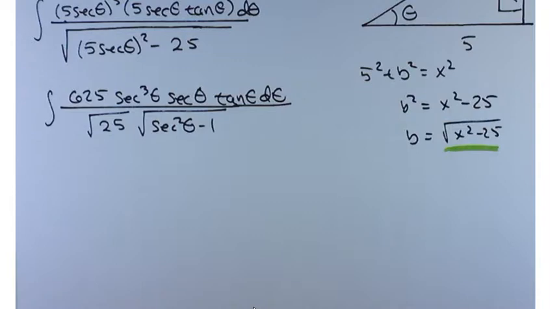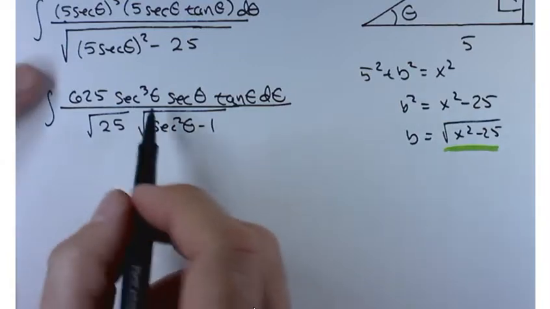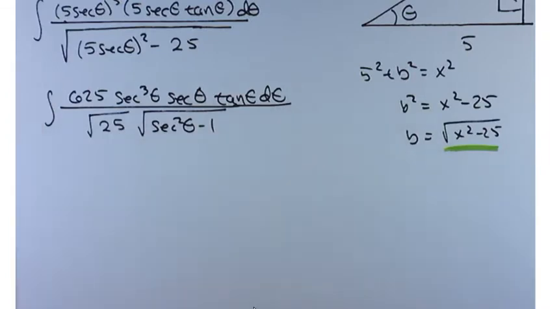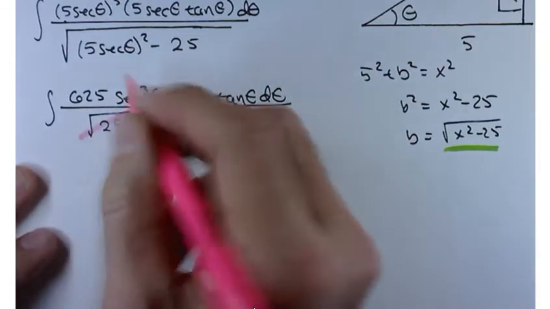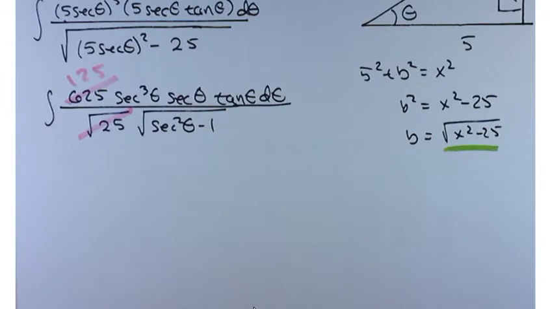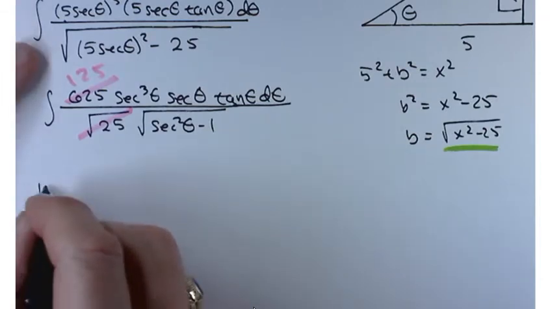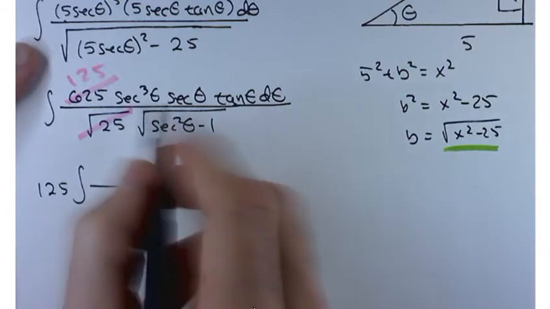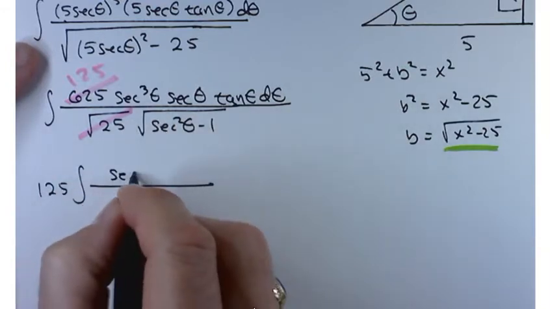Secant cubed times secant is going to be secant to the 4th power. I'm going to get some simplification here. The square root of 25 is going to cancel with one of these, leaves me 125. I'll take that out in front: 125 times secant to the 4th of theta times the tangent of theta, d theta.